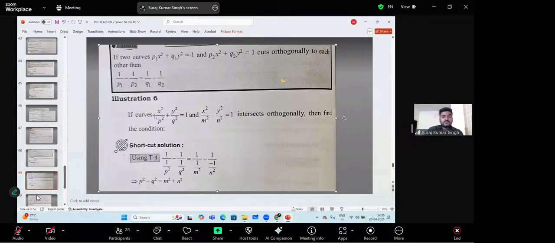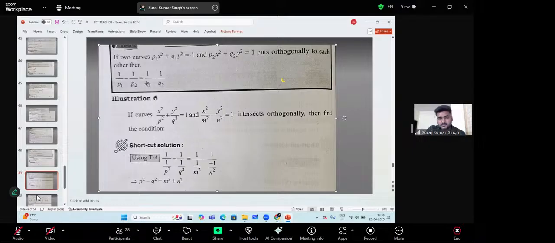So what are the students doing? Generally, they will find out the slope here, and they will do m1 into m2 equals to -1, and they will waste time. So by saving the time, here is the shortcut I have prepared.